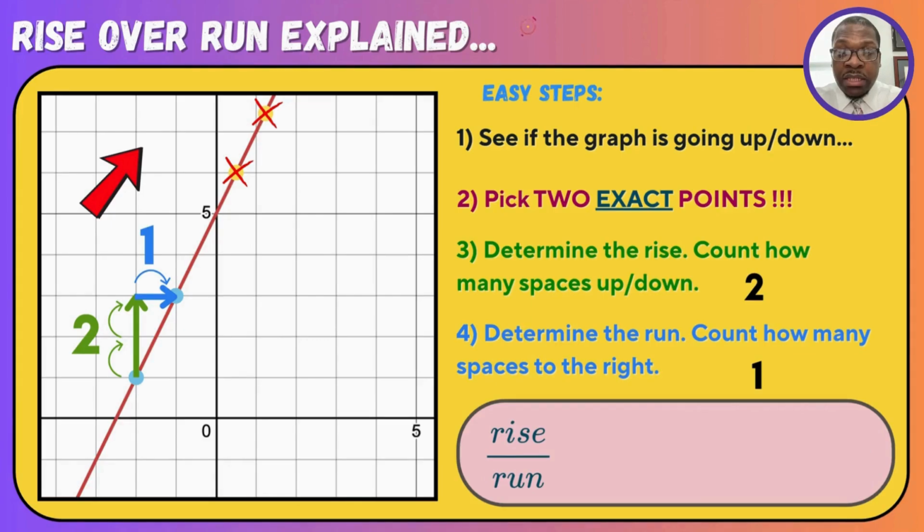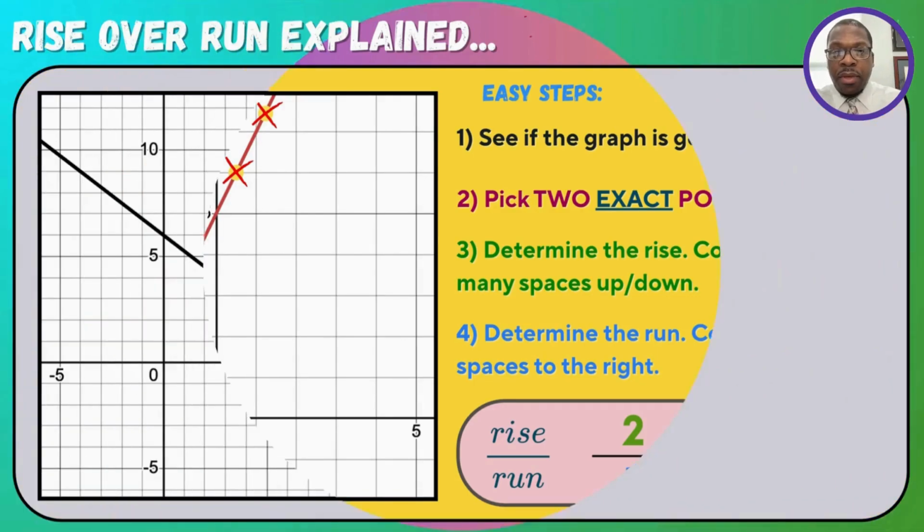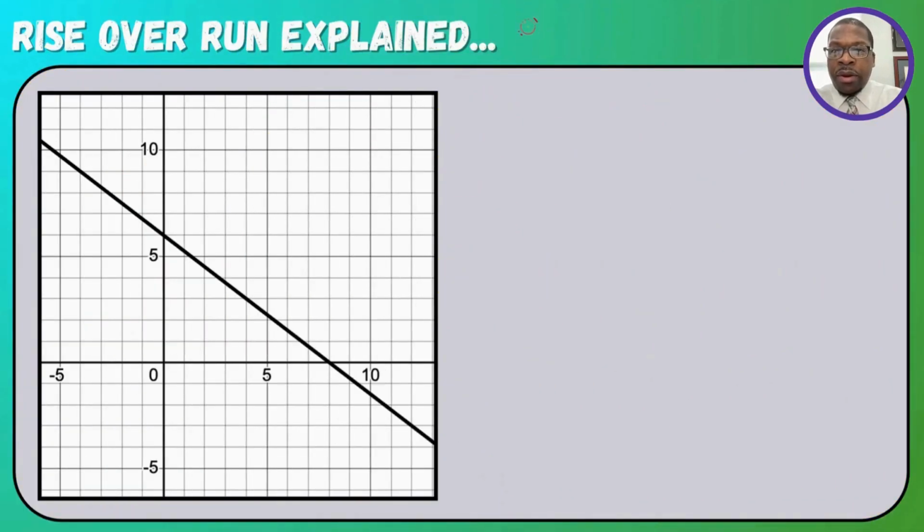How many spaces did it go up? 2. Divided by how many spaces did it go to the right? 1. And 2 divided by 1 really just means 2. There you go. There's your slope. Rise over run just gave us our slope. Okay, let's try it again with another graph.